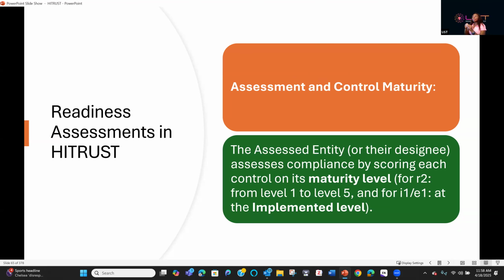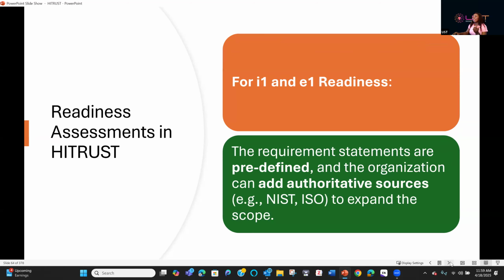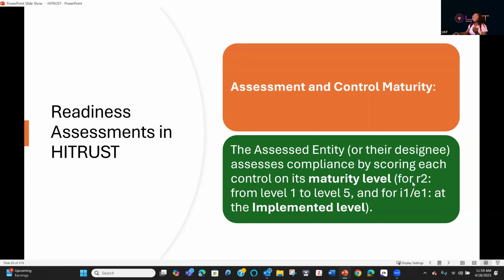Then what of the assessment control methodology? It says the assessed entity, that's a company or their designee, assesses compliance by scoring each control on its maturity level. Remember, if we go back here, you said that once you do that, they will give you control references and requirement statements. And now, how do you go about that? So in the course of you doing that for R2, because this contract will be implemented, we are trying to go through or to achieve the R2 certification, where it will definitely work in-house, internal assessor, we covered that already, external assessor, and then going through the validation processes.